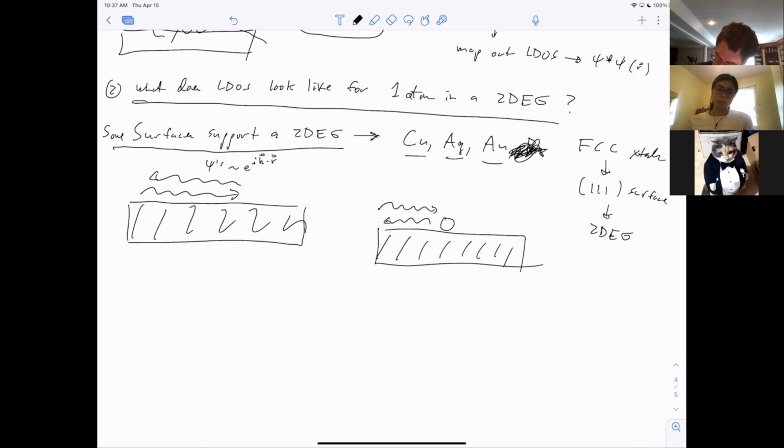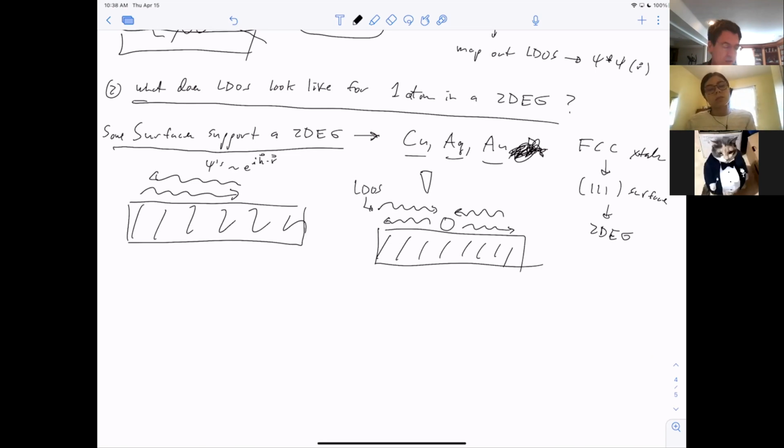And then I'm going to have some electrons here. They're going to hit that atom and bounce off. That's going to give me some local density of states. And when I come in with my STM, that's what I'm going to see. I'm going to see that local density of states. So that's what you should see.